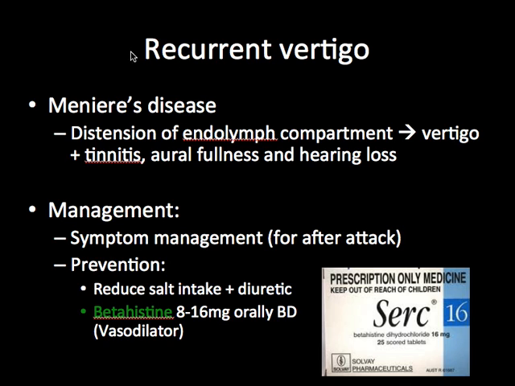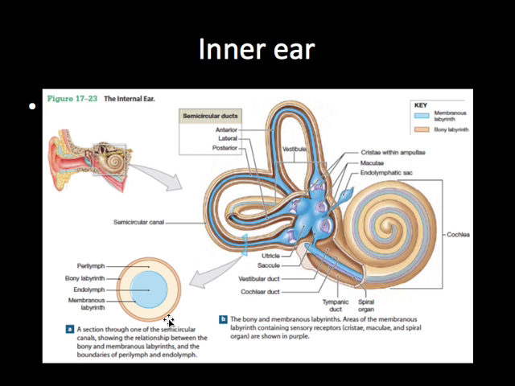Okay, so just then we went through acute vertigo. With recurrent vertigo, one of the more common causes is Meniere's disease, where inside the endolymph compartment there is a buildup of fluid, and that causes vertigo. You also have tinnitus, aural fullness, and hearing loss. So just a quick recap, it's the endolymph compartment, this blue compartment over here, that's being affected.